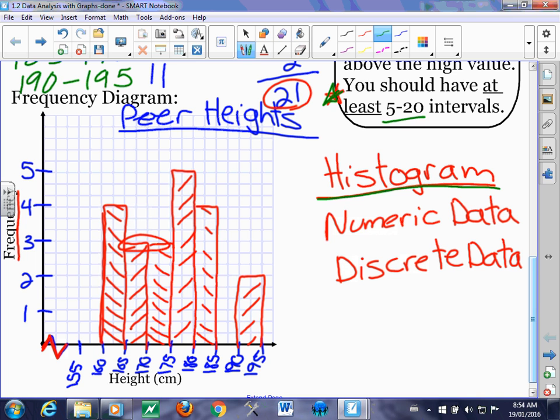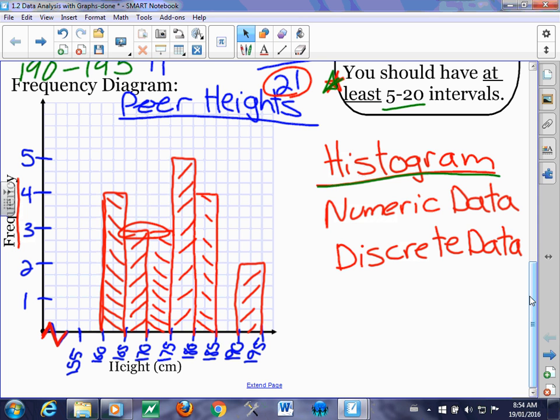It has numeric data because we actually calculated the numbers, and it is discrete data because I asked you to give me your height to the nearest centimeter. All right. Okay. So, moving on, ladies and gentlemen, the point of today was taking raw data, organizing it, and then displaying it.